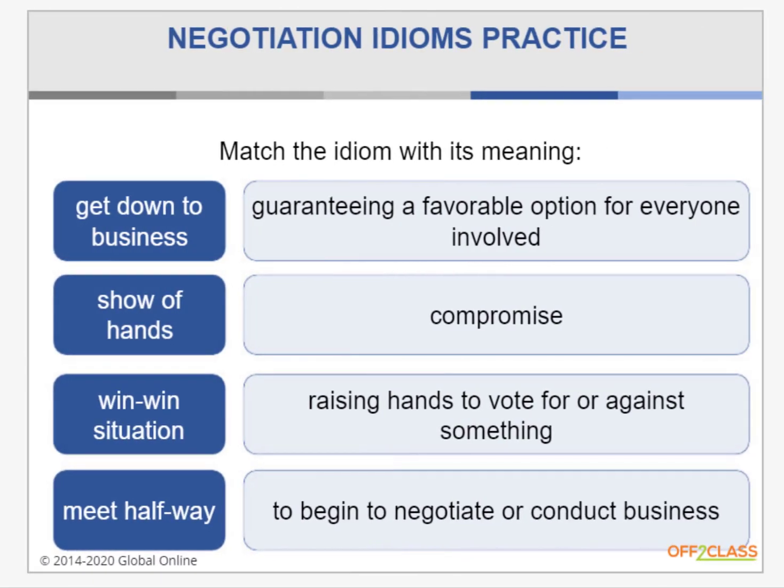Okay, here's some practice now. Now we're actually going to define these words, like I promised. So, get down to business. Does that mean guaranteeing a favorable option for everyone involved? Does that mean compromise? Does that mean raising hands to vote for or against something? Or does that mean to begin to negotiate or to conduct business? What do you think it means based on the previous slides? So it's actually to begin to negotiate or to conduct business.